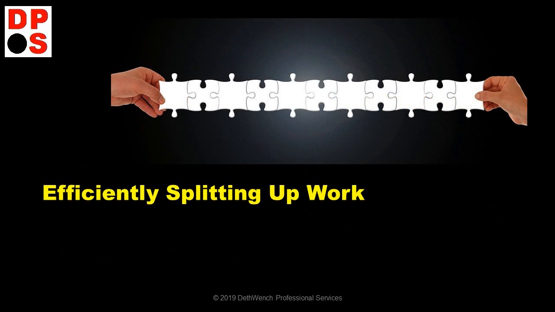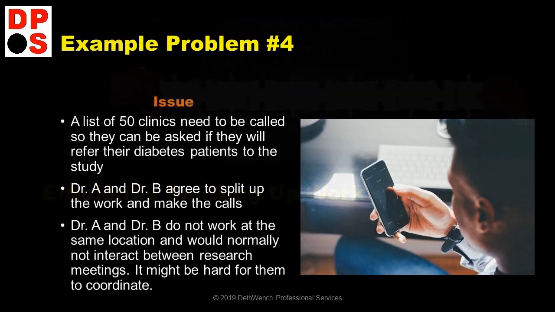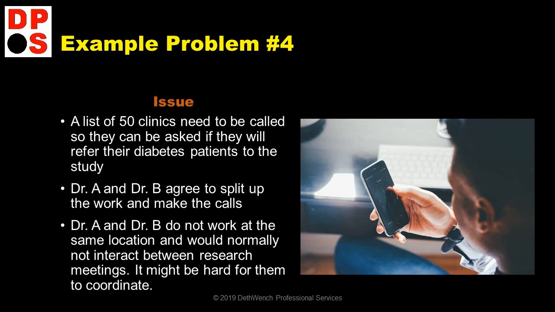A final common problem covered in this lecture that research teams face is splitting up work in a way that is efficient and helps get the work done. Let's think about Dr. A and Dr. B again. Imagine they are on a research team and are tasked with calling 50 clinics and asking them if they'd be willing to refer their diabetes patients to the study they are doing. Doctors A and B agree to split up the list and make all the calls, but this is logistically difficult because they work at separate locations and really only interact at research meetings. How might they approach splitting up the work given this situation?